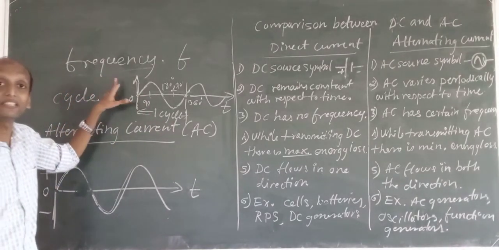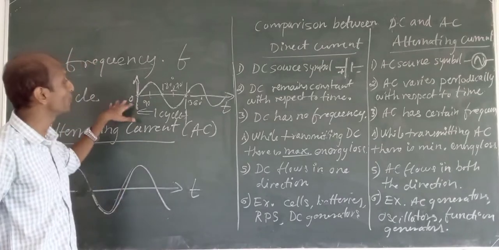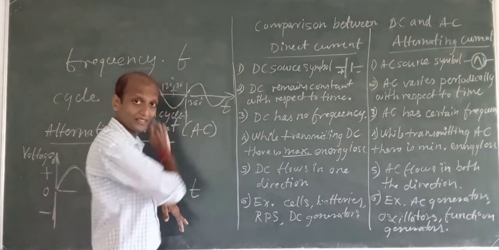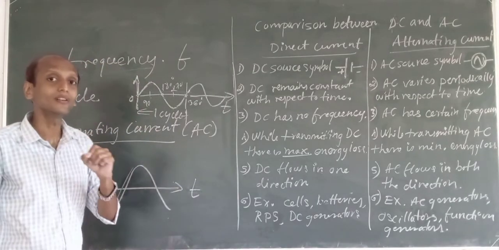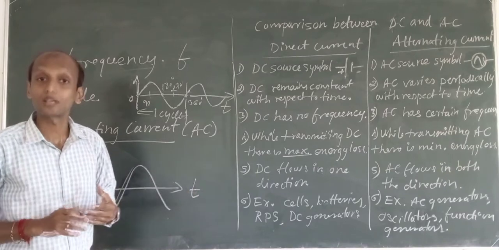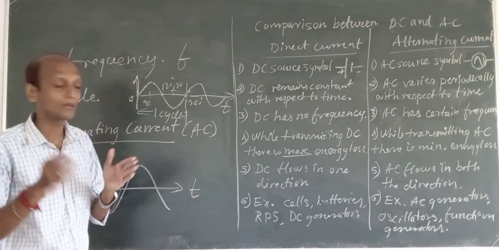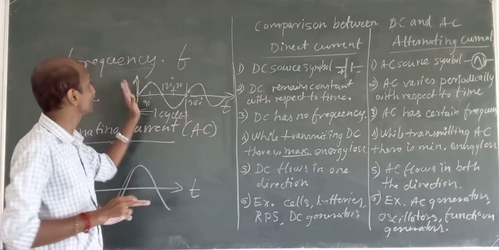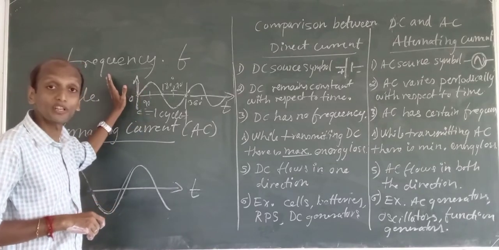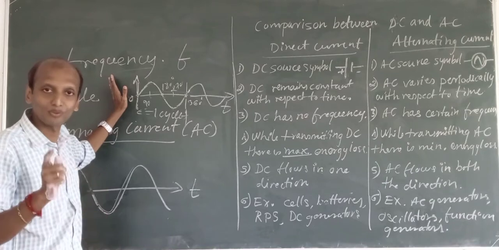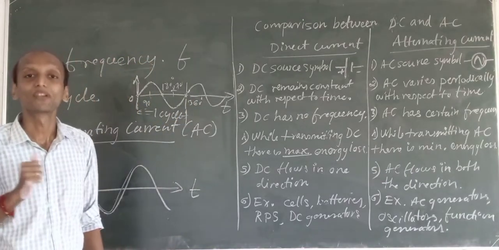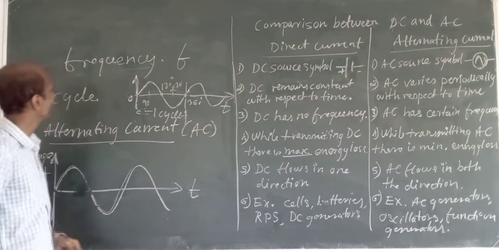And what is frequency? Frequency is a measure of the number of cycles per second. In this direction we have time, isn't it? So for 1 second of time, how many cycles have come? That measurement is all about frequency. So frequency is the number of cycles per second. In 1 second, how many cycles are coming into the picture? That tells us about frequency. Is that okay?